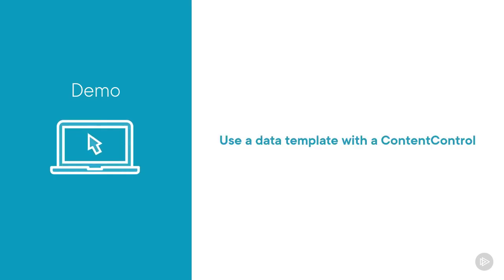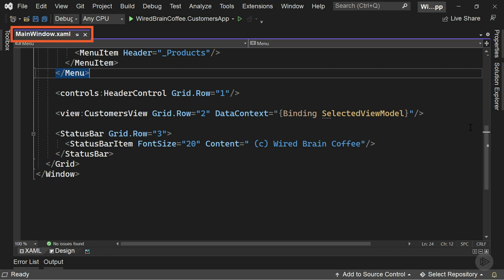In this demonstration you will learn how to use a data template with a content control. Let's switch to Visual Studio. Here I've opened the main Windows XAML file of our customer's application.